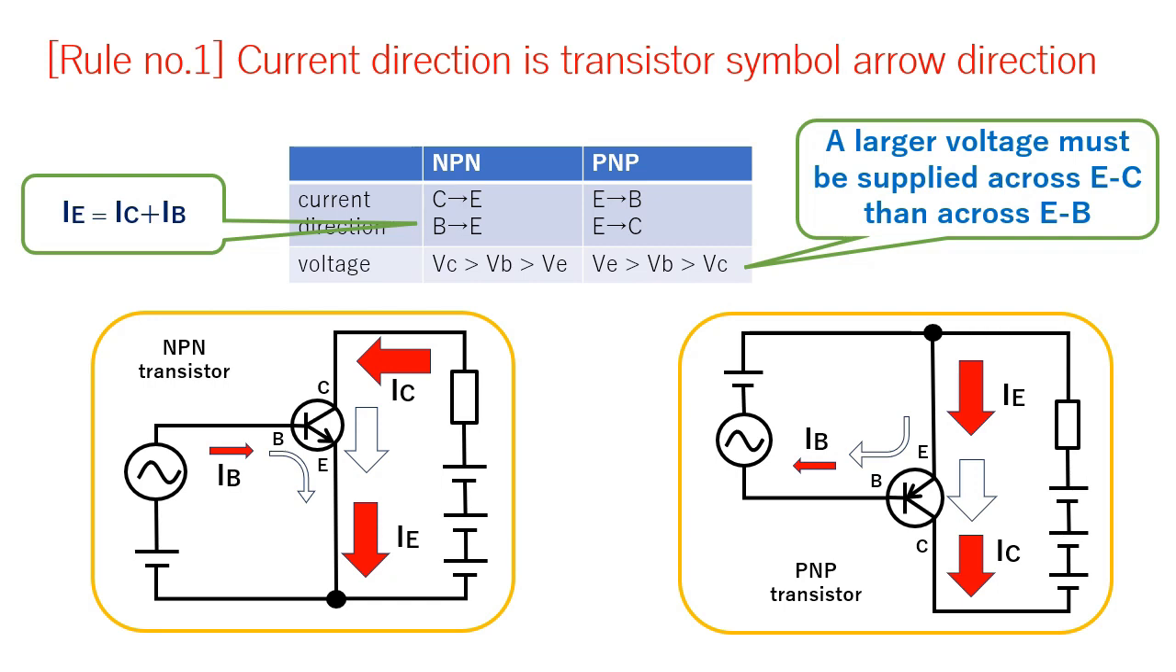In other words, current flowing into the base and collector will go out from the emitter. Also, as for the magnitude of the voltage, we have to use a higher voltage between the collector and emitter than between the base and emitter. Please keep this in mind as well. Okay, let's build a circuit with the considerations we have discussed.